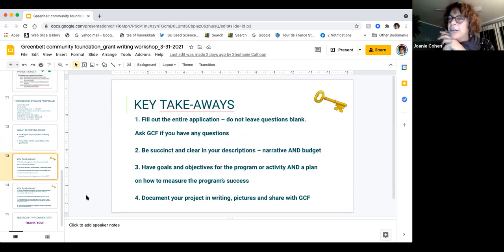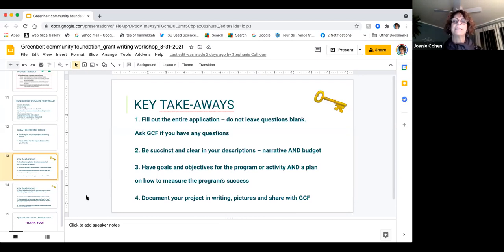Fill out the entire application. Please don't leave places blank, because if you leave it blank, we have to go back to you, or we might just discount it. If we have too many applications coming in and you left four places blank, we're likely to write you a letter of like, try again. So fill it all out. And if you have any questions, people are so responsive. If you send an email to the email address on the website, they'll get back to you.